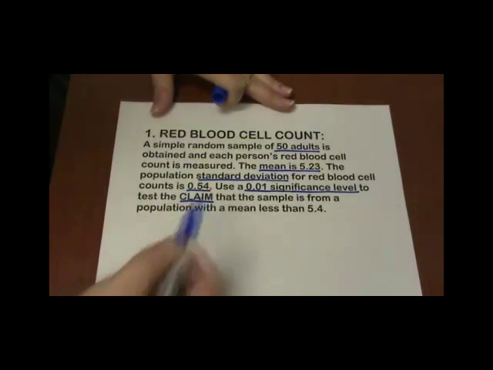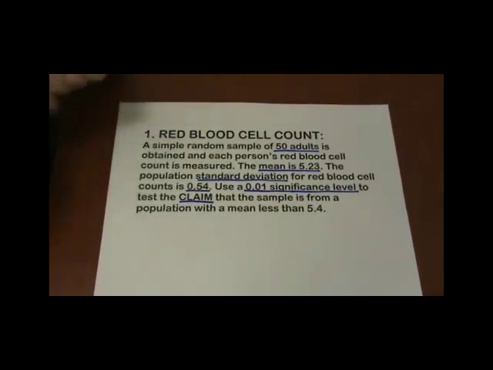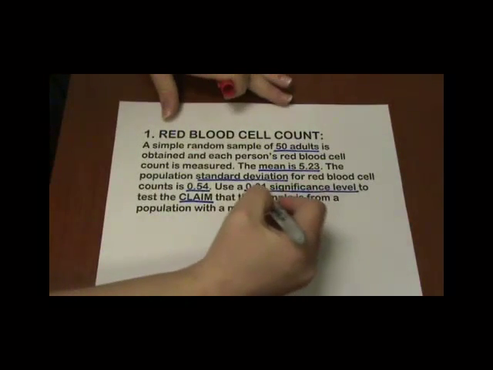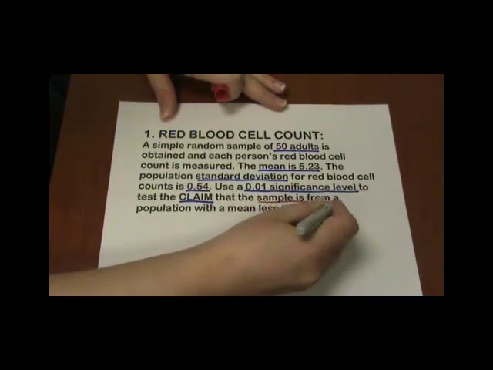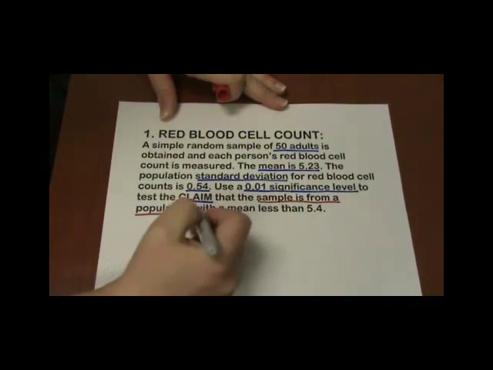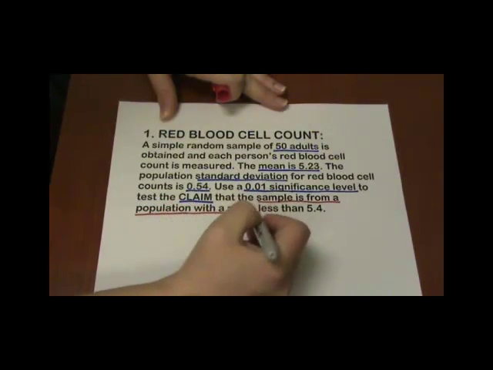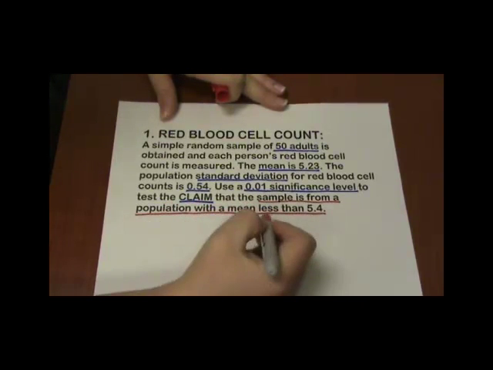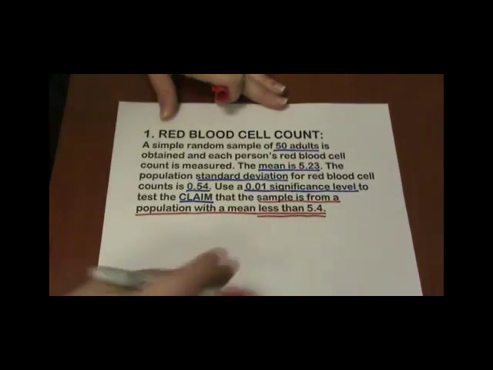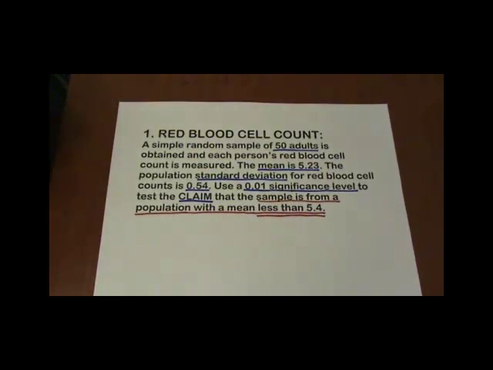And notice I put claim in all capital letters. I did that for a reason, because it's very important to figure out where your claim is going to go. That's how you set up your alternative and your null. So you're testing the claim that the sample is from a population with a mean less than 5.4. That is how it's going to help you to set up your alternative.